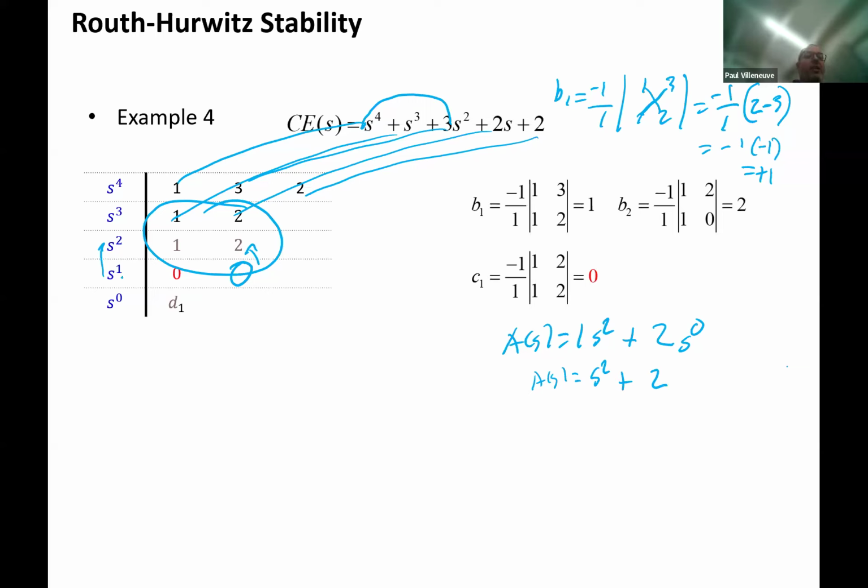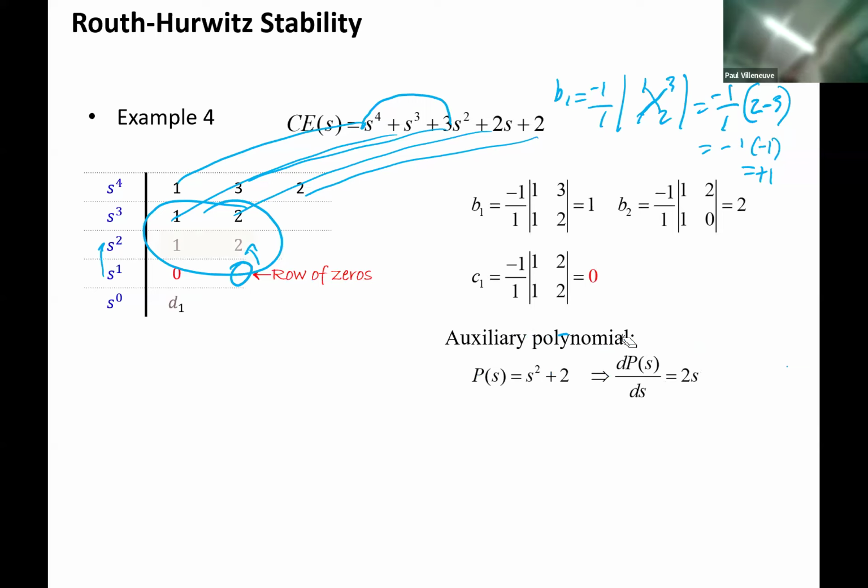Now to go from s squared to s^1, I just take the derivative of that. And I'll just show that over here. I've already got it typed out. So I take the derivative of my auxiliary equation with respect to s, which is just 2s. So now I'm going to replace the 0 with a 2.